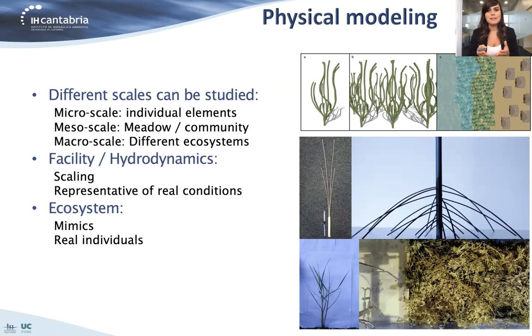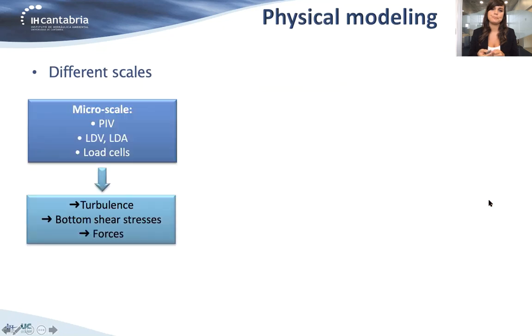Another important aspect is to make the decision of running the experiments using real individuals or mimics. Regarding the different scales, the most important question to answer is which process we want to study. Then, if processes such as turbulent features or detailed velocity fields and forces want to be measured, we will choose techniques such as particle image velocimetry, PIV, and we will run the test at a small scale.